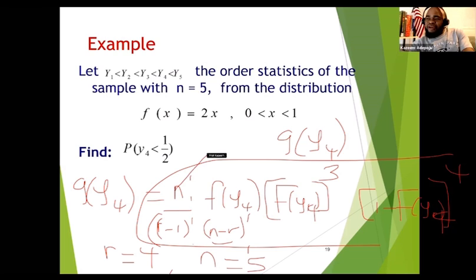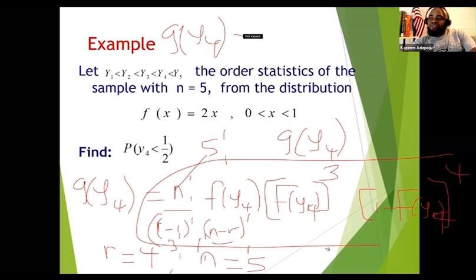So this is going to be 5 factorial, that's going to be 120, and 4 minus 1, this is going to be 3 factorial, and 5 minus 4, that's going to be 1 factorial. So I'm going to have 120 divided by 3 factorial. Does that look like 40? Let me see. This is 120, right? This is 3 factorial. Oh, 3 factorial is 6. So 120 divided by 6, that's going to be 20. Okay, so my g of y4 is actually going to be 20.